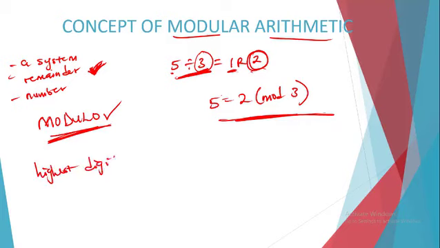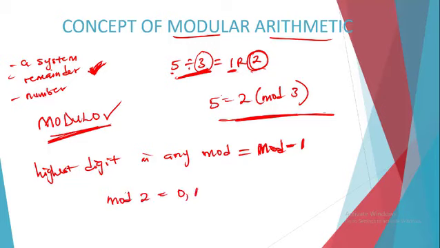It's important here also to note that the highest digit of any mode is equal to the mode minus 1. What do we mean? If we're dealing with mode 2, it means that the digits in mode 2 are 0 and 1. 2 is not included.